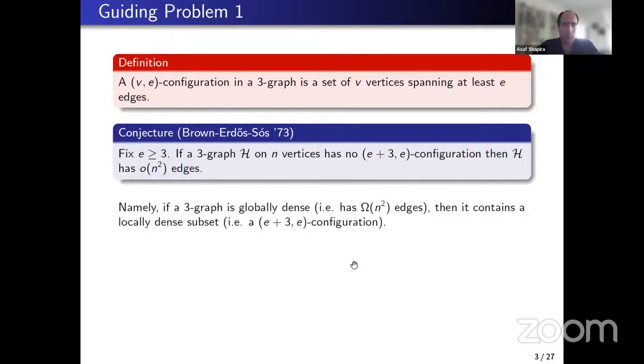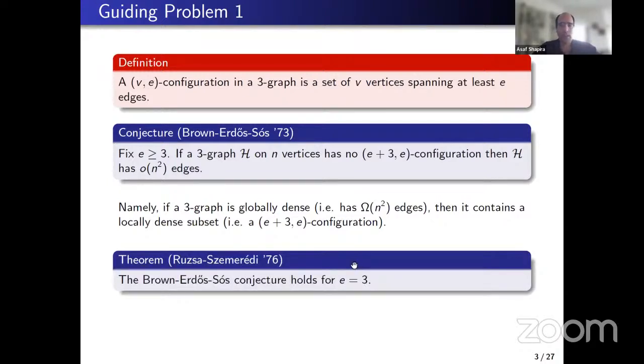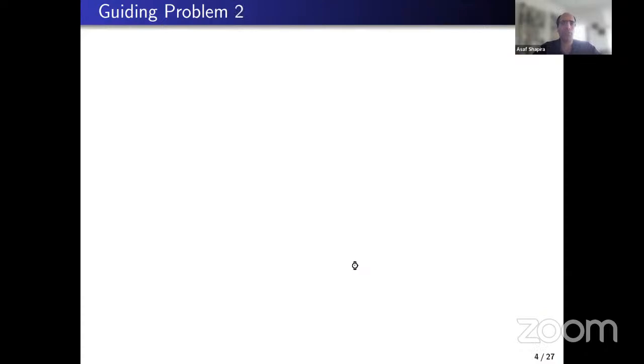In other words, the converse is that if a 3-graph is globally dense, meaning it contains a quadratic number of edges, then for every fixed e, we should be able to find an (e+3, e) configuration. Again, it's e+3 vertices with at least e edges on them. And a famous theorem of Ruzsa and Szemerédi is that the Brown-Erdős-Sós conjecture holds for 3 edges. This is called, for obvious reasons, the (6,3) theorem. And to prove this theorem, one needs the removal lemma, which is the next important problem we will consider.